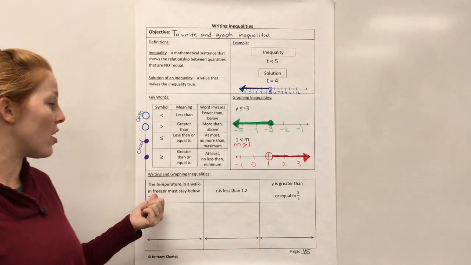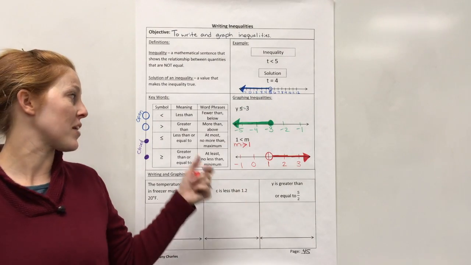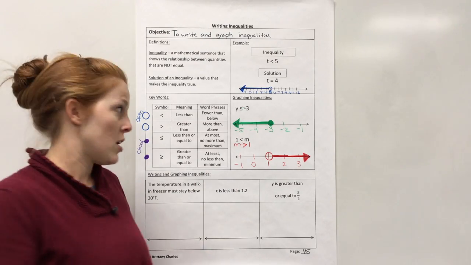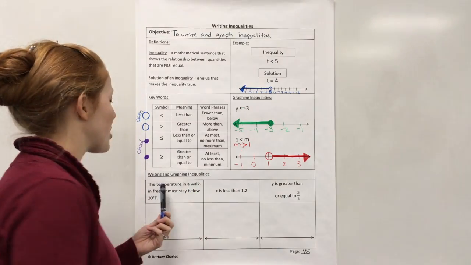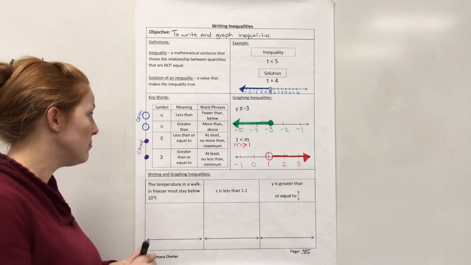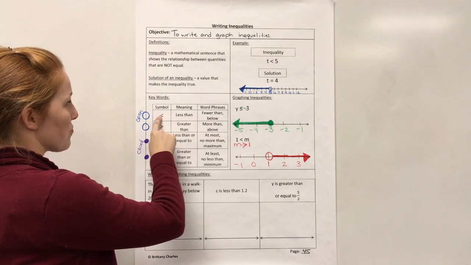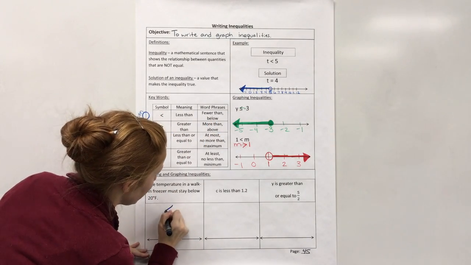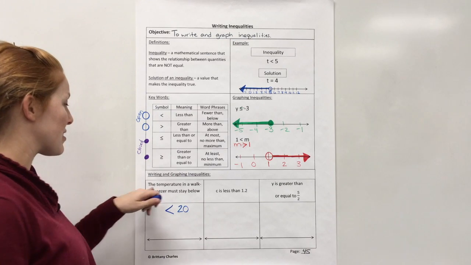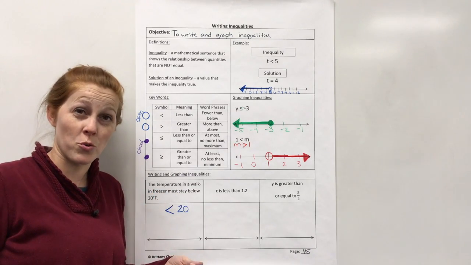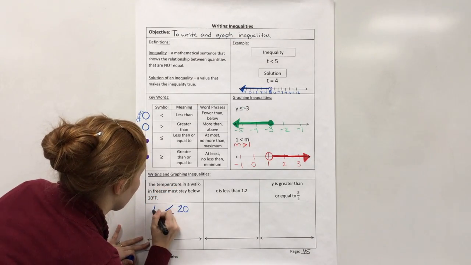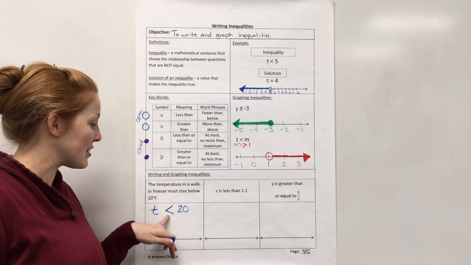All right, so now let's look at a little situation here. We're going to pick out these key phrases to help us figure out what the inequality sign is, and then we're going to graph them. All right, so we have the temperature in a walk-in freezer must stay below 20 degrees Fahrenheit. So I look here, here's below, and it's the less than symbol. So there's less than, and it says below 20, so less than 20. And it says the temperature in a walk-in freezer. Well, I don't know the temperature in the walk-in freezer, so that's my variable. So we're just going to call it T for temperature. So this is saying T is less than 20.